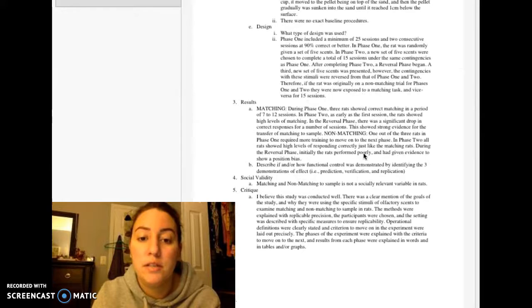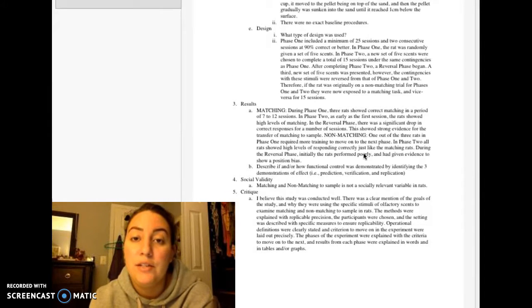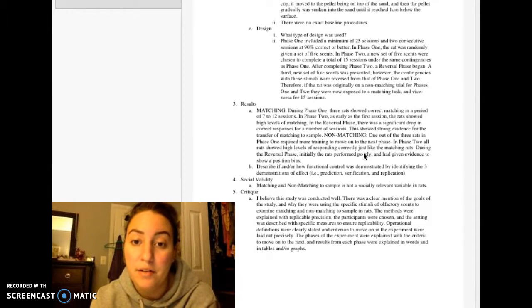So the results of this experiment for matching: for the rats who performed matching in phases 1 and 2, in phase 1, 3 of the rats showed correct matching in the beginning, and in phase 2, the rats showed very high levels, even starting in the first trials. In the reversal phase, there was a significant drop in the correct responses in the number of sessions, and it showed strong evidence for the transfer of matching to sample.